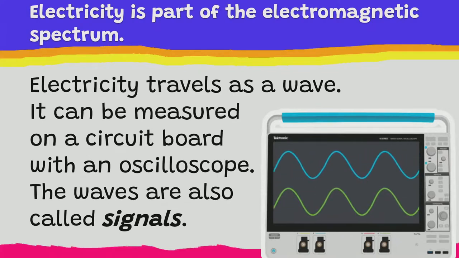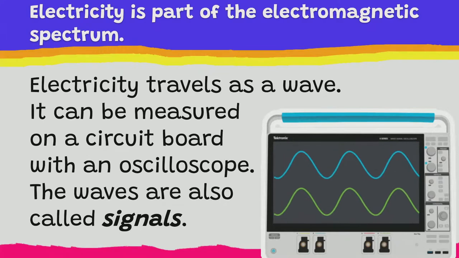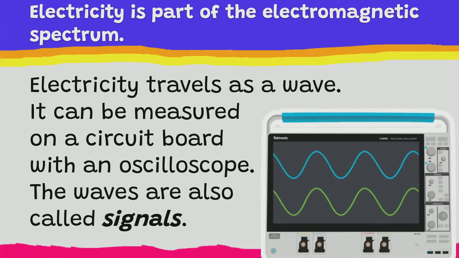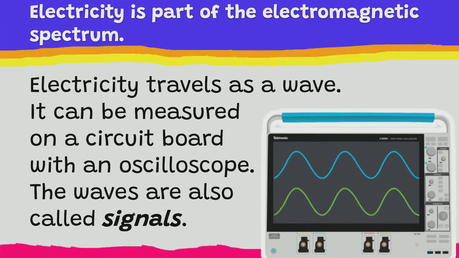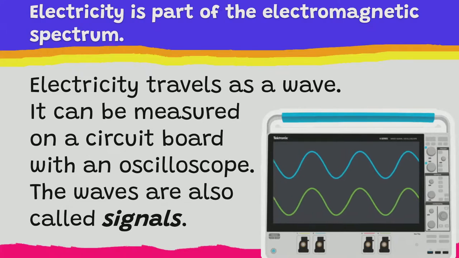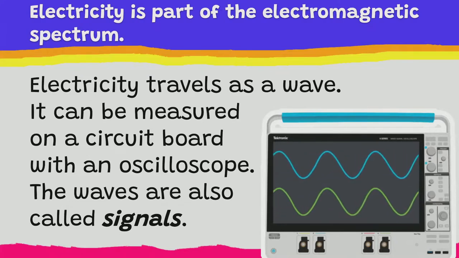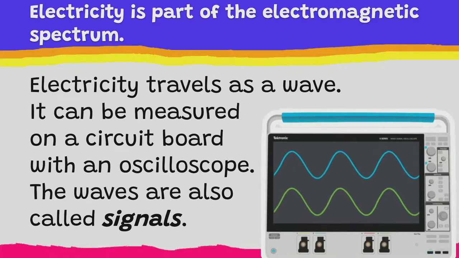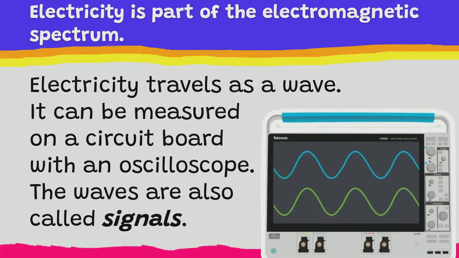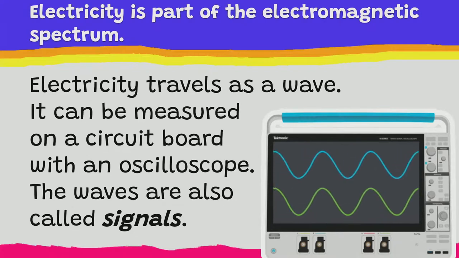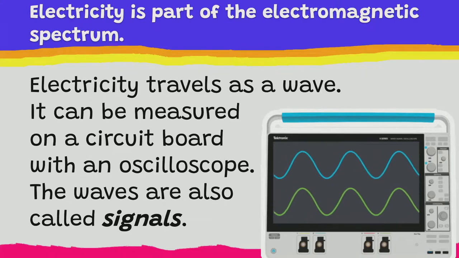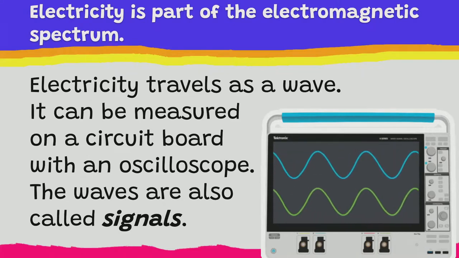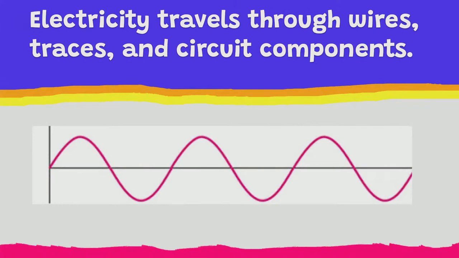So here's a little animation of an oscilloscope of waves traveling through time. In reality, the waves go much faster. But this is a nice animation of how the waves look when you measure them with an oscilloscope, where you take wires and touch parts of a circuit board to see the waves. We'll go into this later, but these are analog waves here. In reality, it's digital waves, which are called square waves, but we'll see that in a moment.